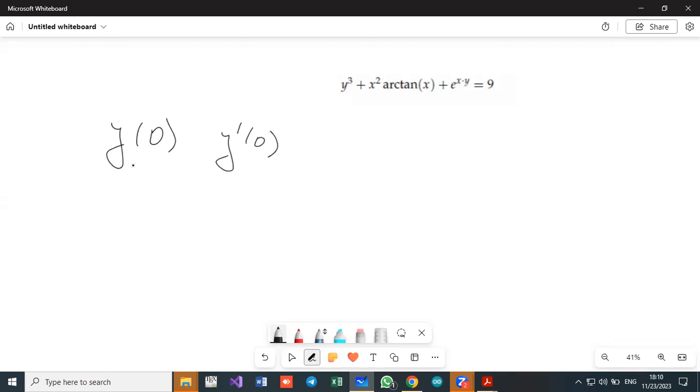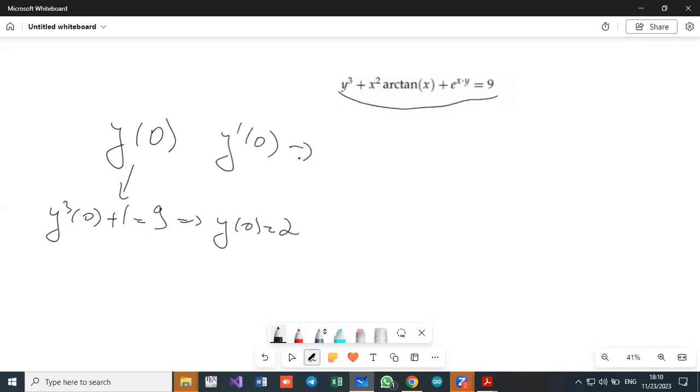What is y(0)? To get this, we should plug in 0 instead of x. If x is 0, we'll get y cubed at 0 plus 0 times whatever plus e to the power of 0 plus 1 equals 9. Hence, y at 0 is 2.